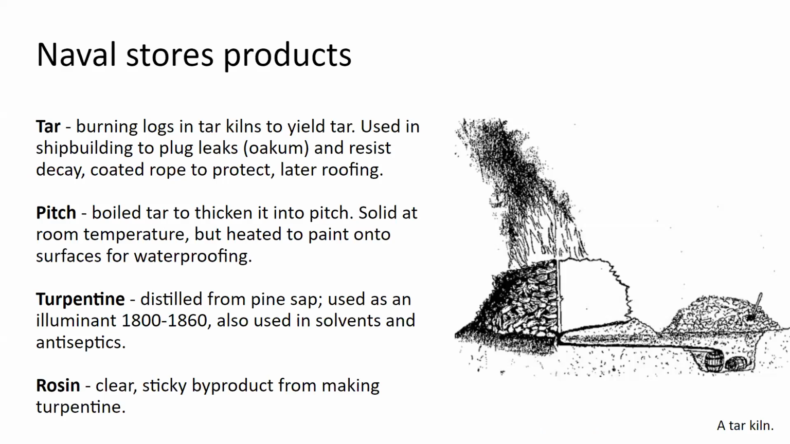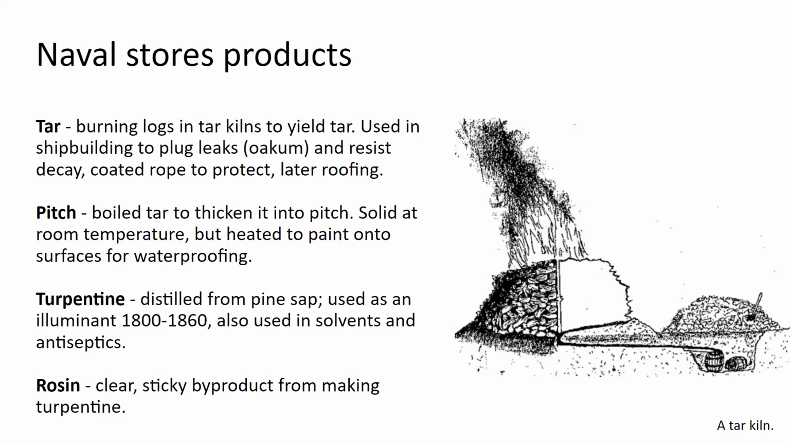So a number of products can be made with the pine resin from longleaf pine. So you can make tar if you burn logs in tar kilns, also called tarkins. This was used in shipbuilding to plug leaks, right? So oakum is developed from that. So they pound rope into the seams and then cover it with tar to seal it. It also helps the wood resist decay. So it was often just used as a general coating on ships, coated ropes to protect them, and later roofing, right? So this is basically a preservative.